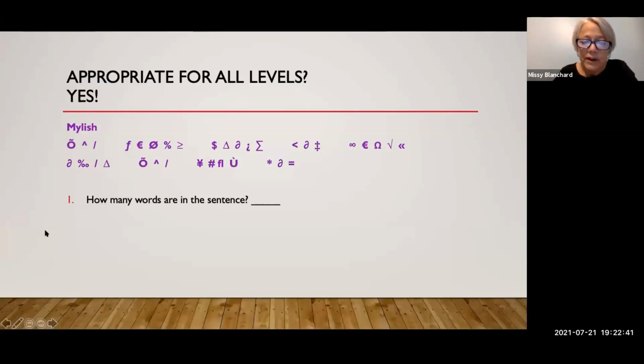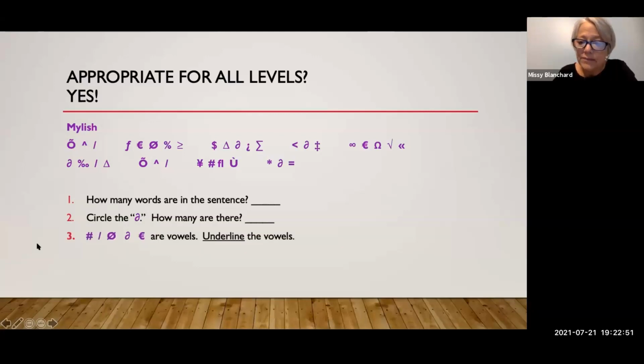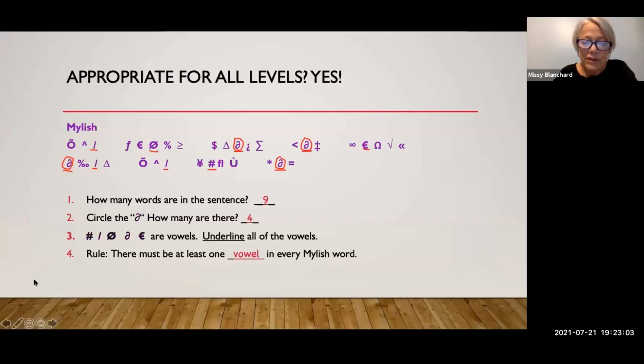You can probably figure out how many words are in the sentence. If I ask you to circle all of these symbols and how many are there, you can do that. And if I tell you that these symbols are vowels and ask you to underline them, then you're going to be able to figure out what the rule is. Now here's what the answers look like. And you'll notice that there's a vowel in every word. And that, just like English, we have that rule, there must be a vowel in every word.